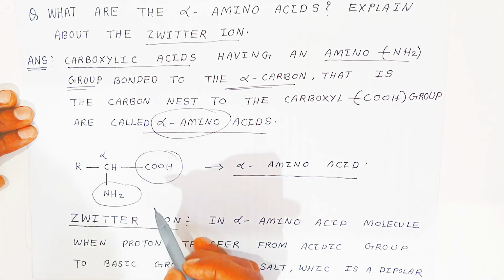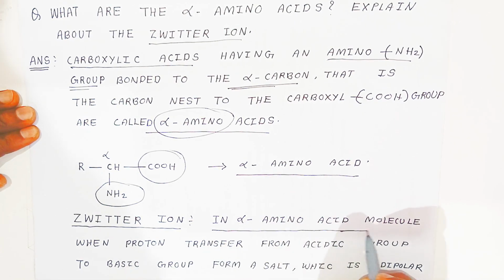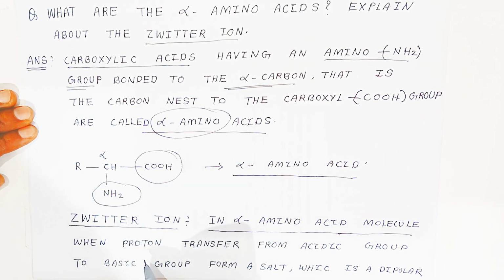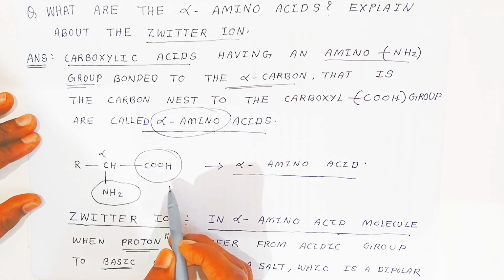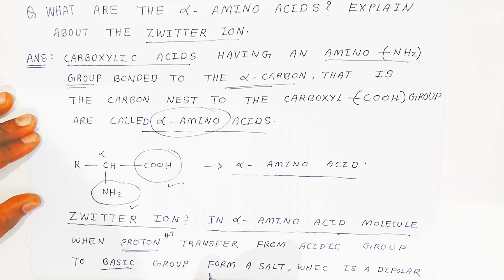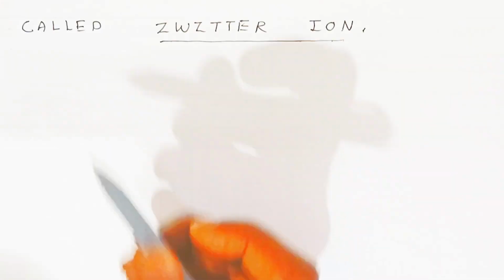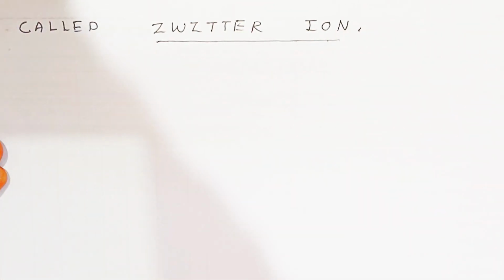For 2 marks, students, they may ask 1 mark for alpha amino acid and 1 mark for Zwitterion. What are Zwitterions, students? In an alpha amino acid molecule, when the proton is transferred from the acidic group, COOH containing the proton, to the basic group. This is the acidic group and this is what? The basic group. So the proton transfers from the acidic group to the basic group and forms a salt. The proton is transferred here and forms a salt which is dipolar. It is called a Zwitterion. So this salt is called what? Zwitterion. So students, I am drawing this for you.